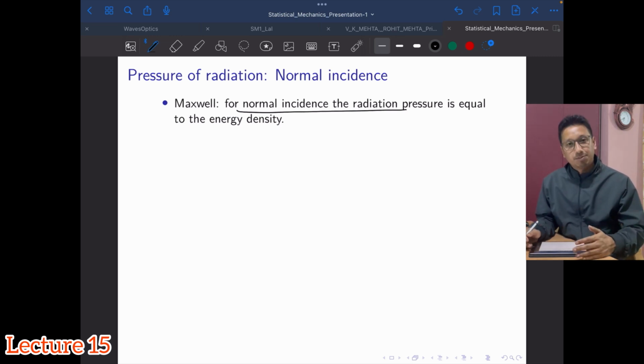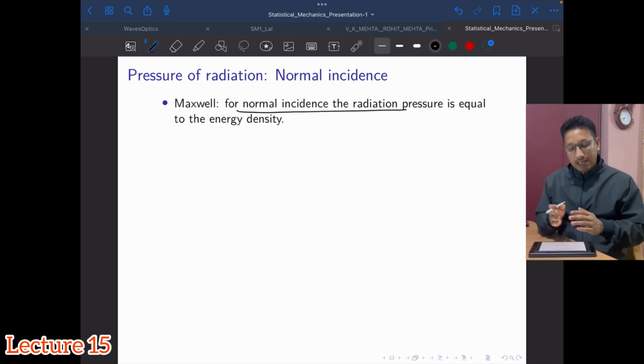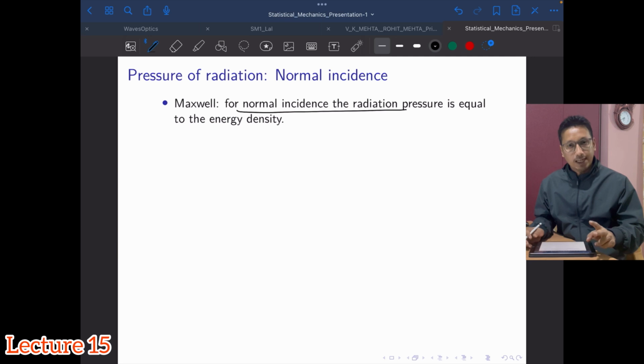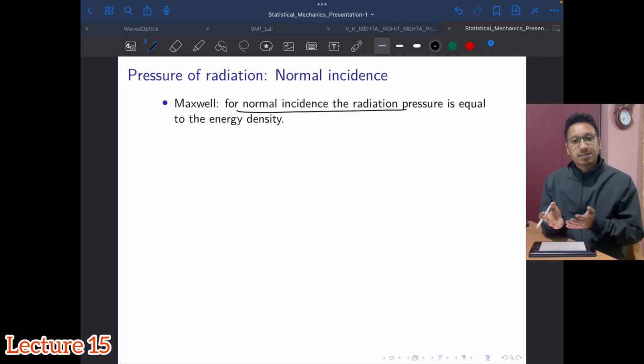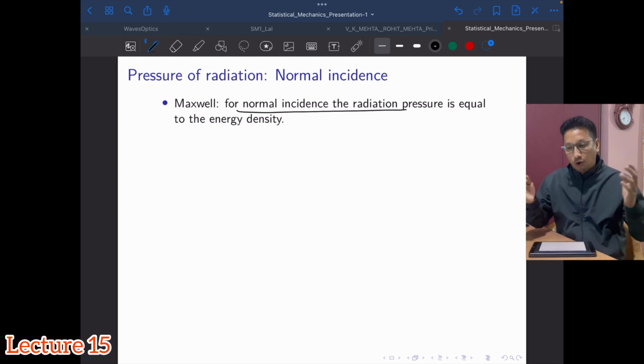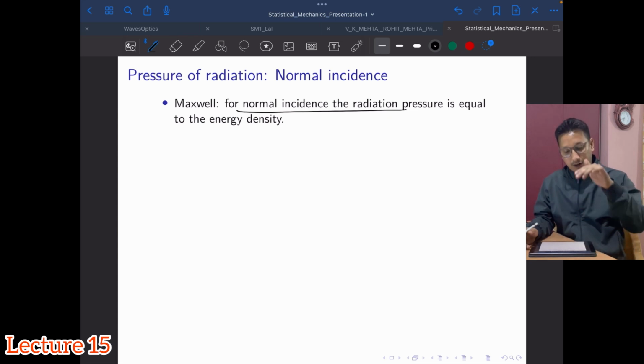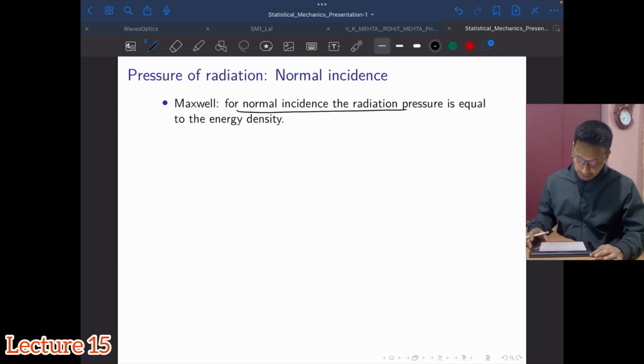Okay, normal incidence means a light beam or the radiation that we are talking about here hits the surface perpendicularly. So we'll have two cases. For diffuse radiation we will see the case where the surface is receiving radiation from all different directions, whereas for normal incidence we will consider only the case where the radiation falls on the surface perpendicular to it, or along the normal of the surface.